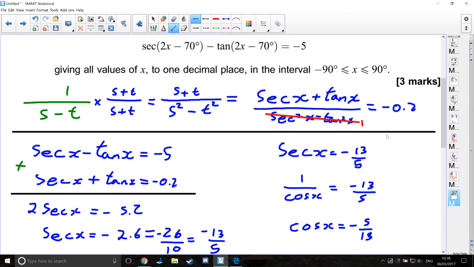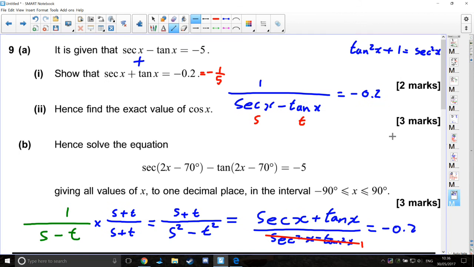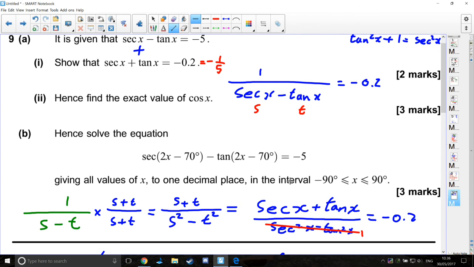So the final question now is not impossible, but it's interesting because this is where AQA make a mistake, and I'll point it out in just a moment. So it starts off with saying, hence solve the equation sec(2x minus 70 degrees) minus tan(2x minus 70 degrees) equals negative 5, giving all values of x to one decimal place in the interval negative 90 degrees to 90 degrees. And if I've said degrees too many times, it's only because I'm drawing emphasis on that your calculator should be set into degrees for this question.